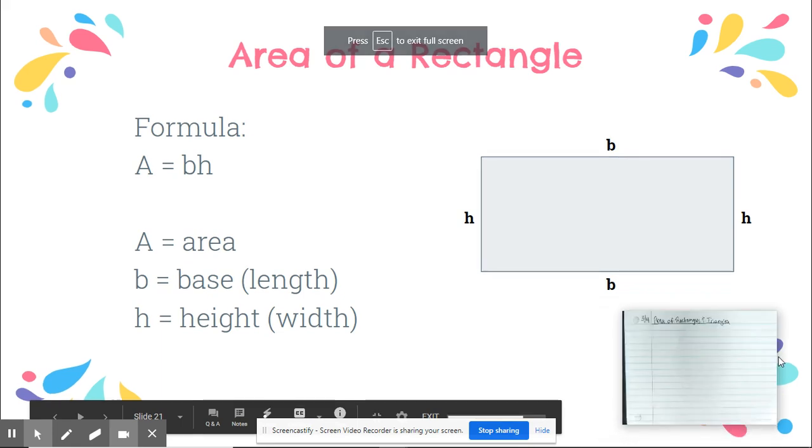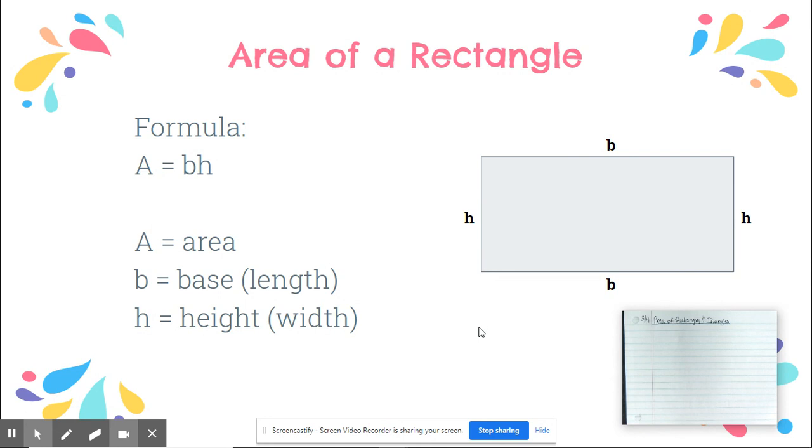Okay, guys, so today we're going to go over area of a rectangle and area of a triangle. These are things you should have learned last year, so it should be pretty much review. Also, just like with our circles, these formulas are on your formula chart as well. Okay, so we're going to start with area of a rectangle.